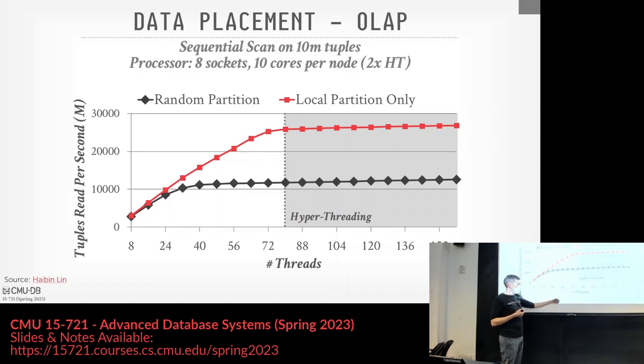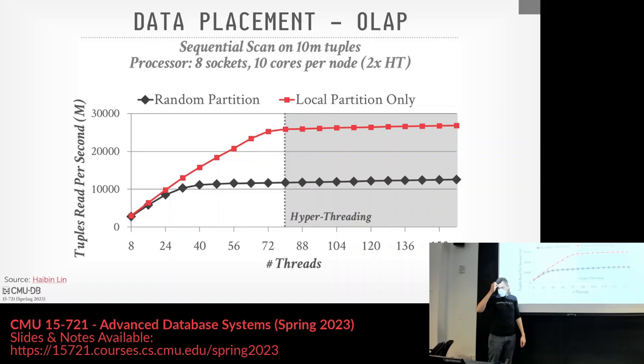Along the x-axis, you're scaling up the number of threads. And so you see here, what is this? Tuples read per second. It's almost double. It is double the performance by only reading local memory. Yes? Why does it increase in the beginning and then stabilize for black? So the question is, why does it increase in the beginning and then it stabilizes?